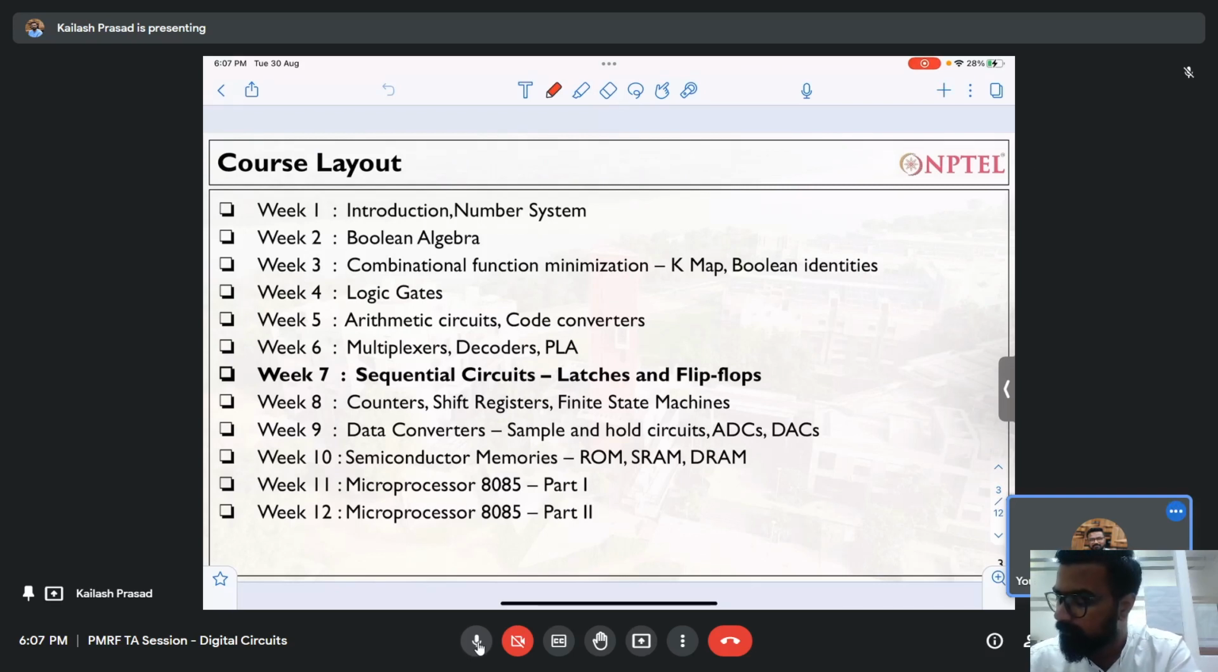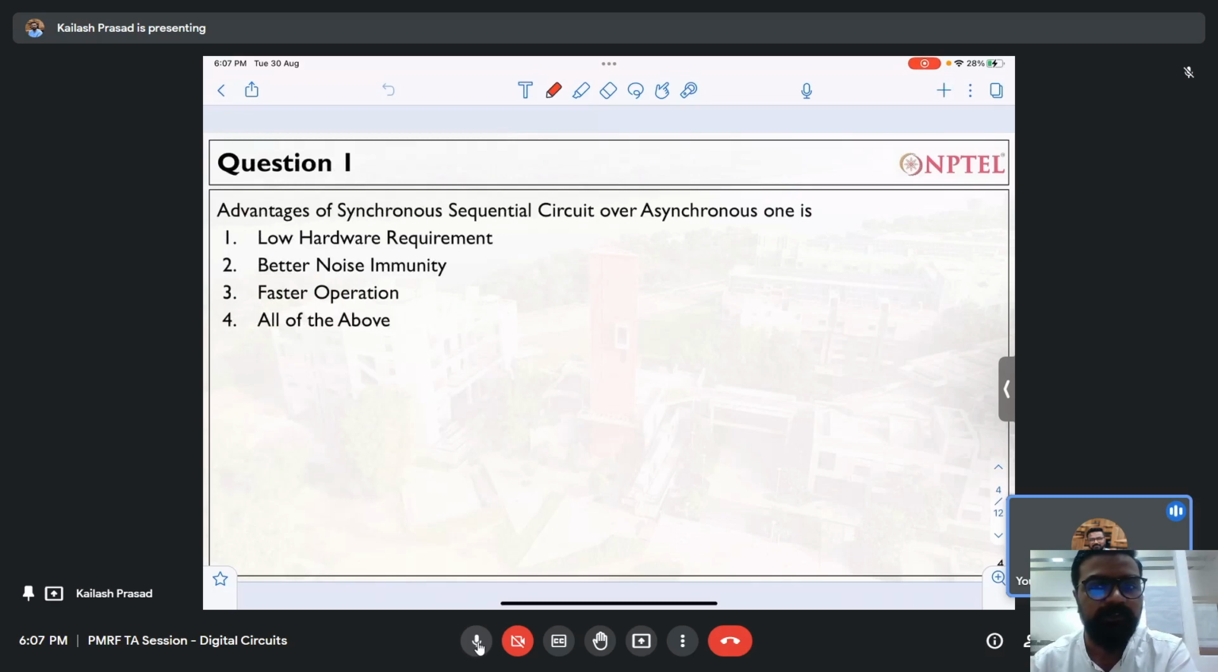Let me start the session with the very first question. We have two varieties of sequential circuits. The first one is the synchronous sequential circuit, and the second one is the asynchronous sequential circuit. Can anybody tell me what is the advantage of a synchronous sequential circuit over an asynchronous one? I have four options: low hardware requirement, better noise immunity, faster operation, or all of the above.